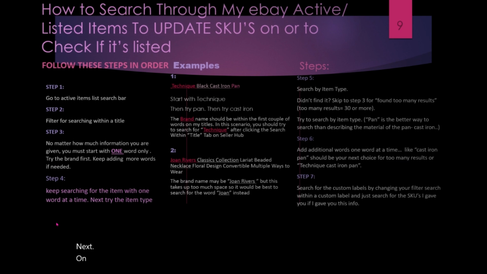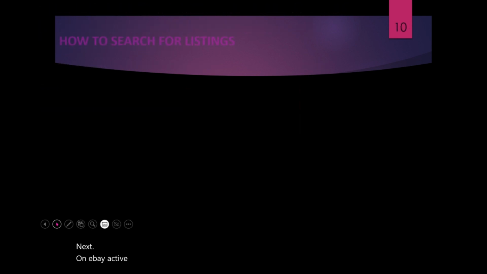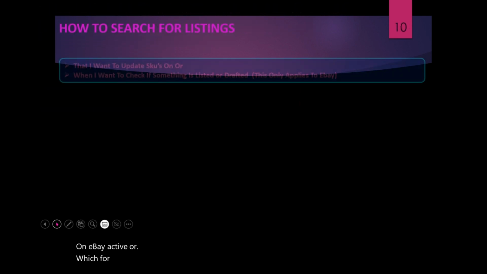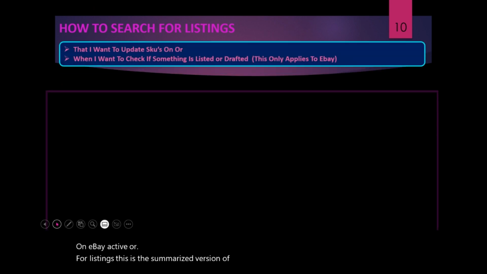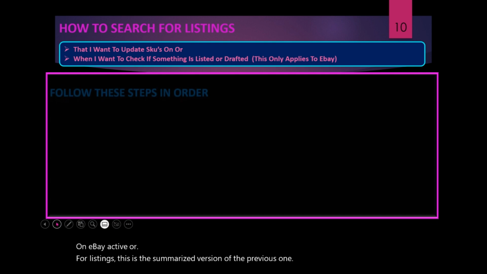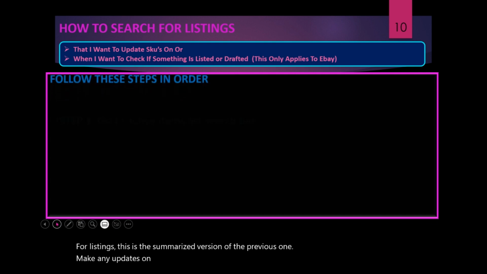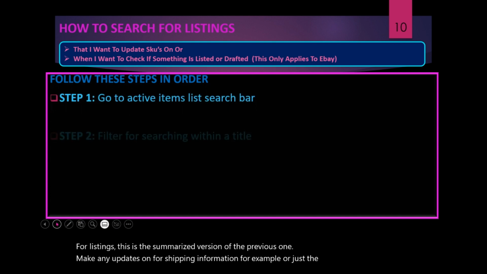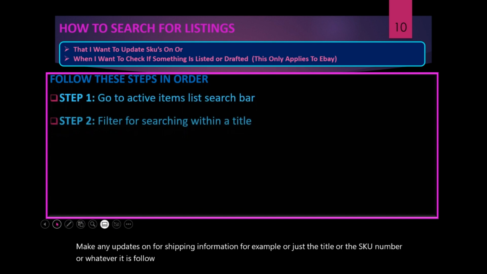Next, on eBay, active listings. This is the summarized version of the previous slide. Then I want you to make any updates on, like, shipping information, for example, or just the title or the SKU number or whatever it is. Follow these steps in order.